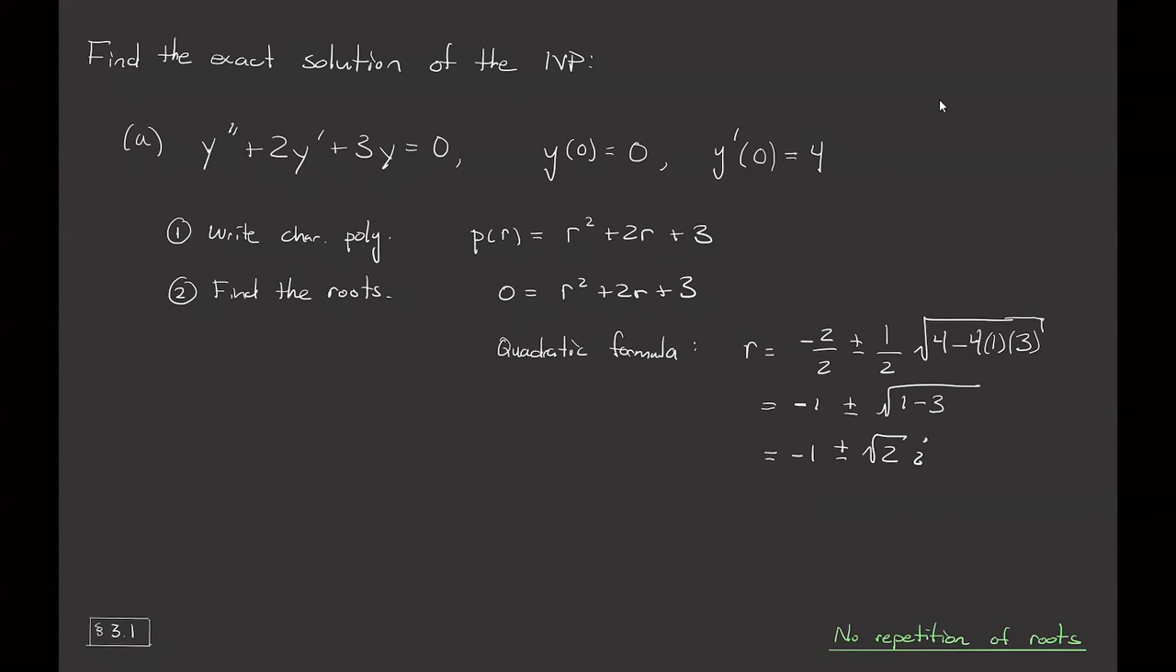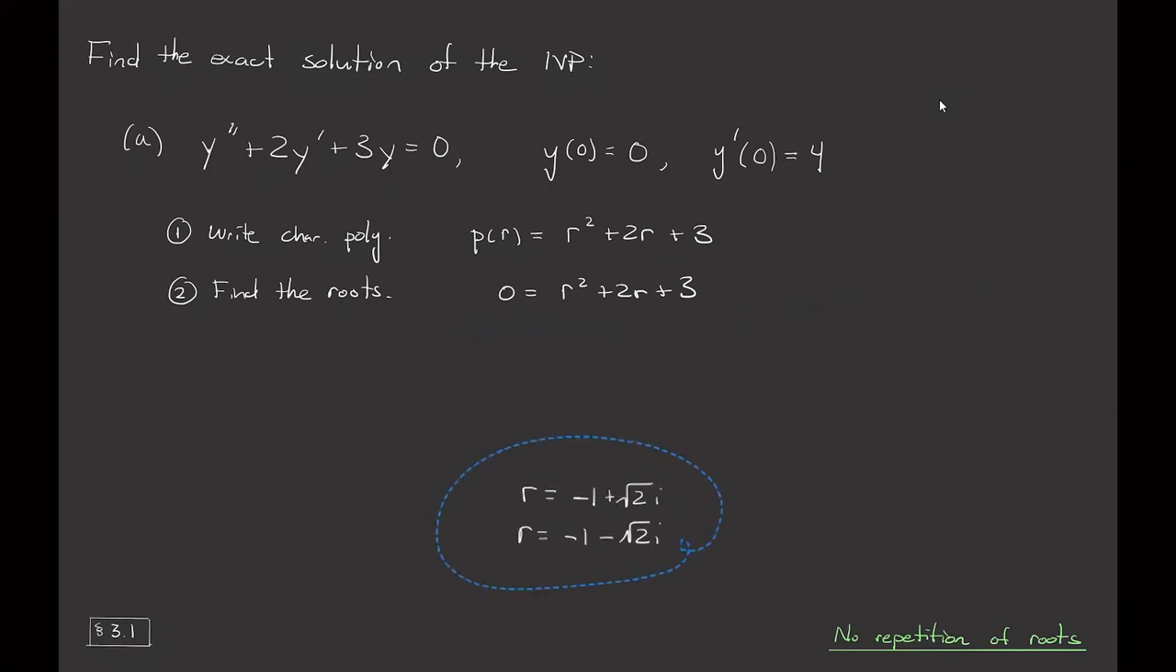Now what we have is a pair that is not repeated. In particular, we have R is equal to -1 plus square root 2i. Then we have R is equal to -1 minus square root 2i. So here's the complex conjugate pair. They are the same with their coefficients with the exception of the sign change for the imaginary part. Now that we have these, and I'm going to delete this because since it's a video, you can always go back and check it, we've got these two roots.